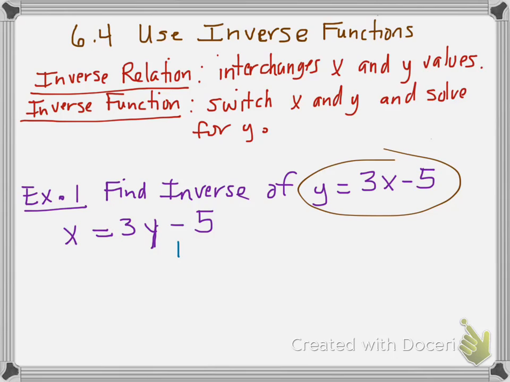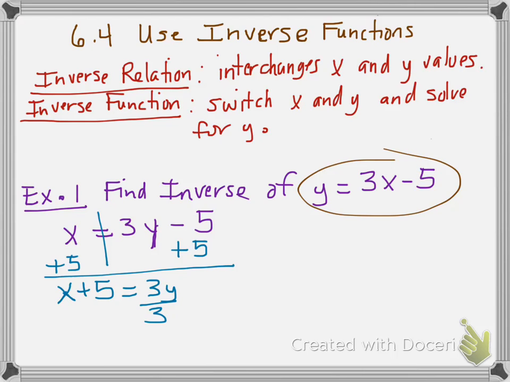In order to solve for y, we need to make sure we isolate y. So, if we have a minus 5, what do we do? We go ahead and add 5 on both sides. On the left side, it will become x plus 5, and on the right side, we just end up with the 3y. But because there's still a 3 in front of it, we need to divide by 3 on both sides. So we go ahead and do that, and we end up with 1/3 x plus 5/3.